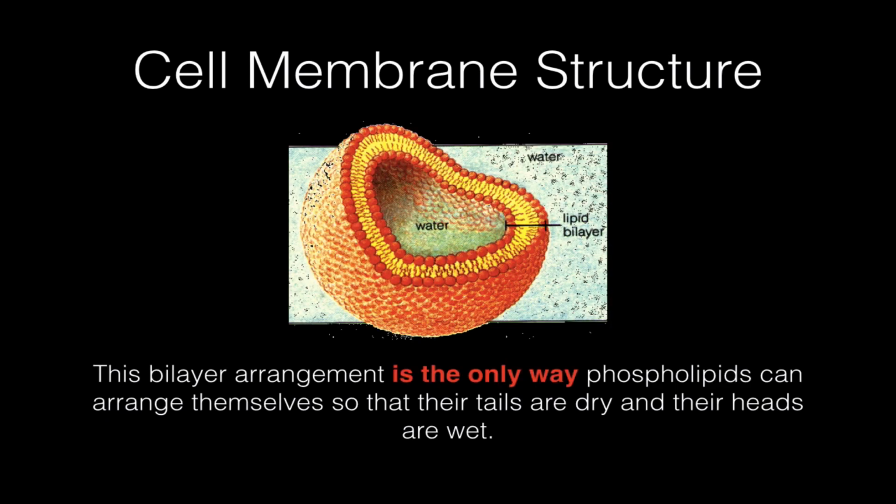This means that a bilayer, or double layer, is the only way that phospholipids can arrange themselves so that their heads are touching the watery part, either on the inside or on the outside, and their tails are staying away from water or are protected from the water. This is the only arrangement physically that will meet these two goals, because the phospholipid head is hydrophilic and the tails are hydrophobic.